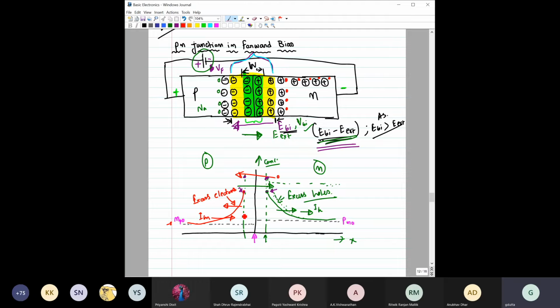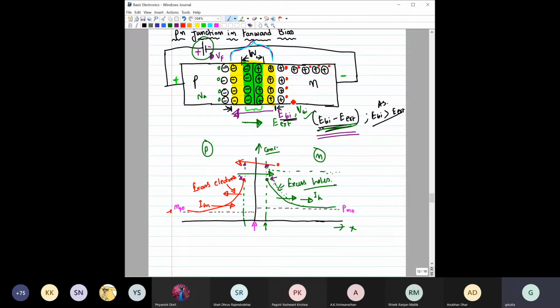So you can see this IN and this IH, they are in the same direction, and this IN and this IH will constitute the overall current of this PN junction, right? Is this basic part clear to you, like how a current can flow in a PN junction?